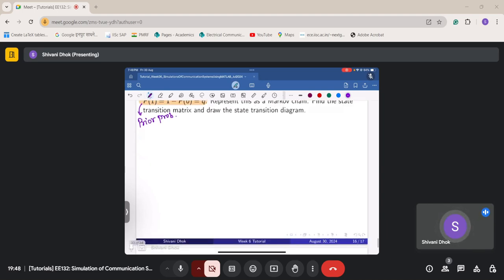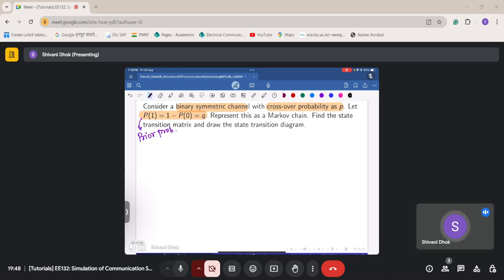We need to find the state transition matrix and draw the state transition diagram. So what do we mean by a binary symmetric channel? A binary symmetric channel has two inputs, 0 and 1, and two outputs, 0 and 1. Then we have the crossover probability. Crossover probability means your 0 goes to 1 with probability p and 1 goes to 0 with probability p, and it remains in the same state with probability 1 minus p.